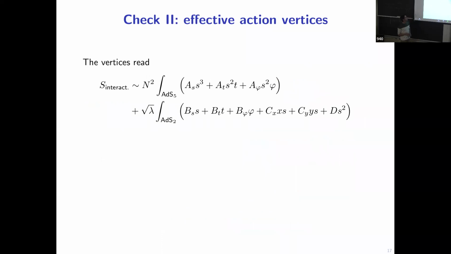Okay, so that was one check. The other check is that, as I was saying before, we have some AdS5 action with some vertices that have some coefficient in front, and we have some AdS2 action with some coefficient in front. And the point is that our bootstrap calculation, in some sense, is predicting what all these coefficients should be.